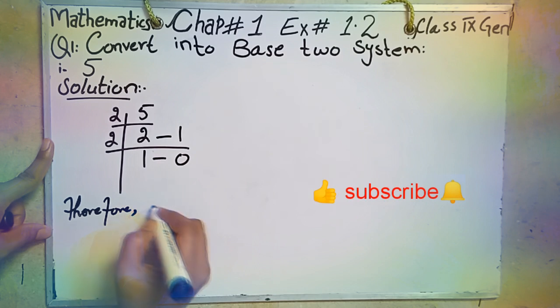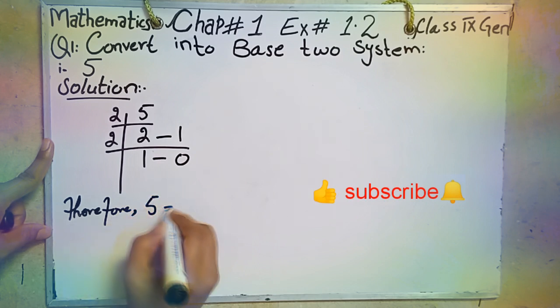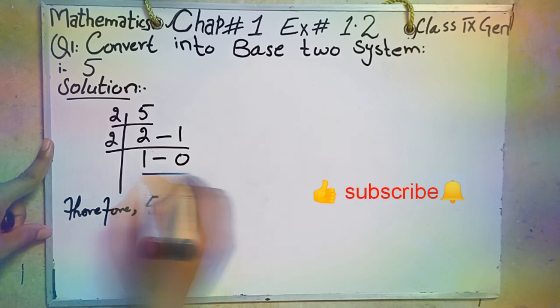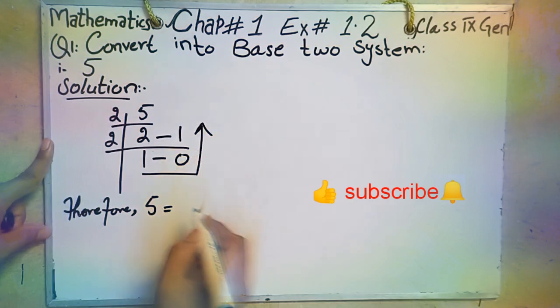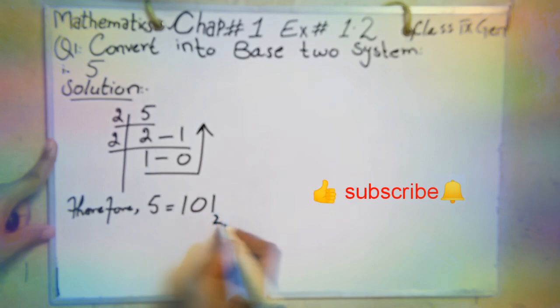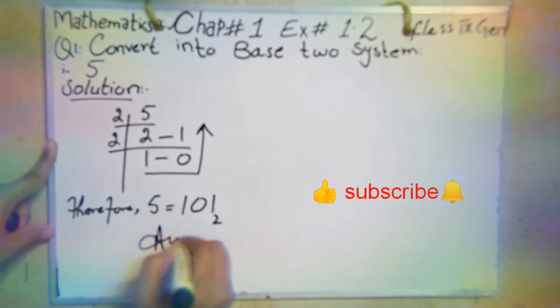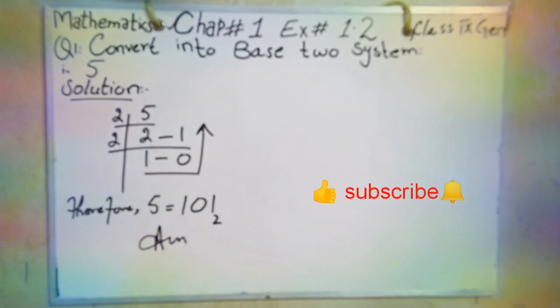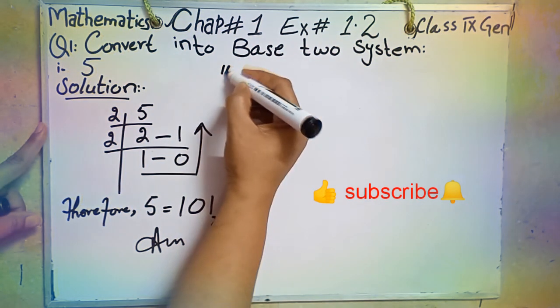Therefore 5 is equal to 101, 101 base 2. Okay, finish first part. Second part, 17.